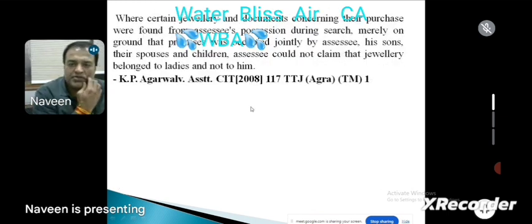Certain jewelry and documents concerning their purchase were found from the assessee's possession during the search. Merely on the ground that the premises was occupied jointly by the assessee's sons, their spouses and children, the assessee could not claim that the jewelry belonged to the ladies.